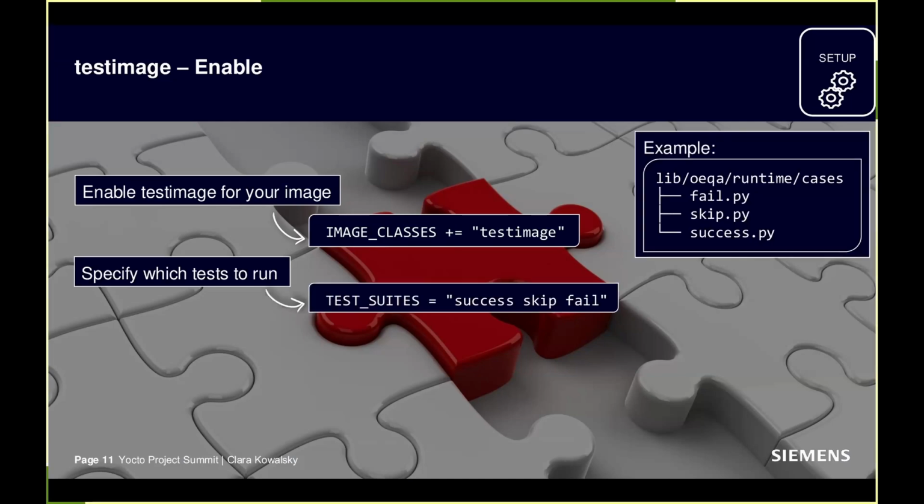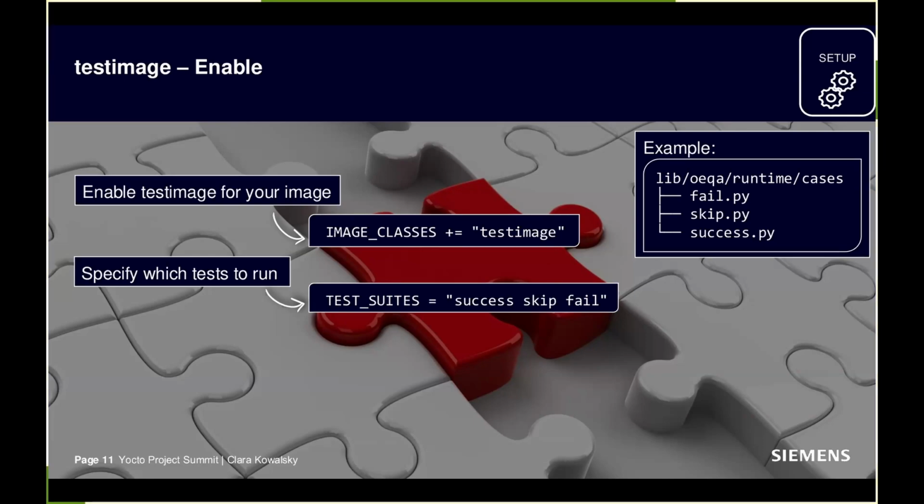Here for demonstration purposes, I wrote 3 really simple tests. I called them fail, skip, and success. I placed them in my layer under the correct path, and they don't do anything special. They don't check for firewall rules or whatever. They just do exactly what their name says. And this is for demo purposes, so you can have a look how the log would look like. So we added them to our test suites variable.